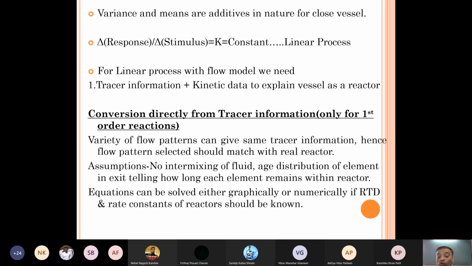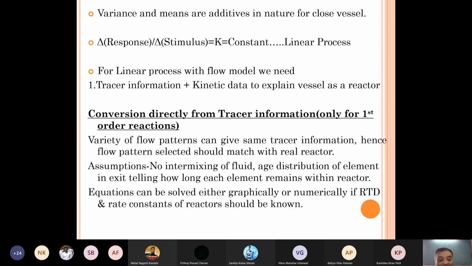While doing the experiment at lab scale, we select parameters in the experiment that should match with the practical one. So select such a flow pattern which should match with the real reactors. If real reactor is having plug flow, you select plug flow. If real reactor is having mixed flow, you select mixed flow.